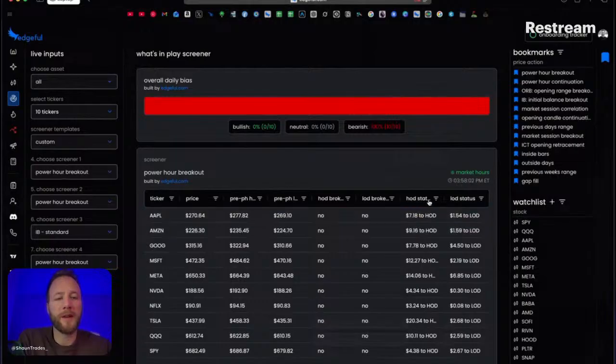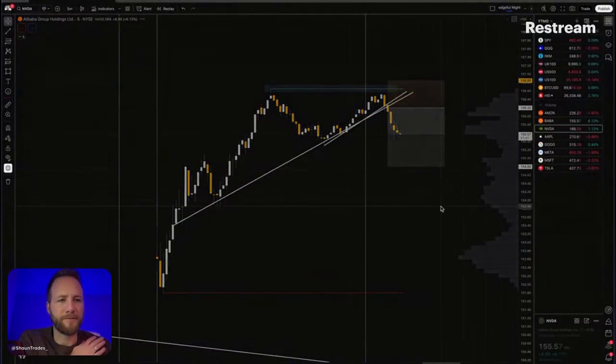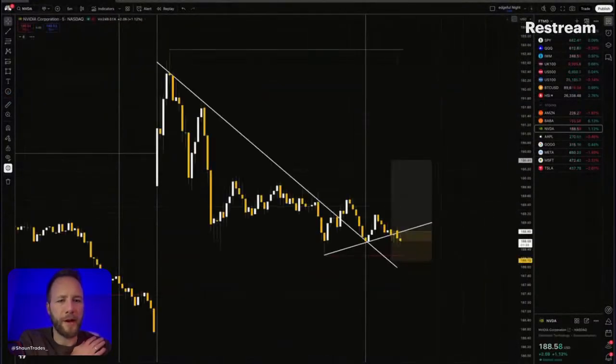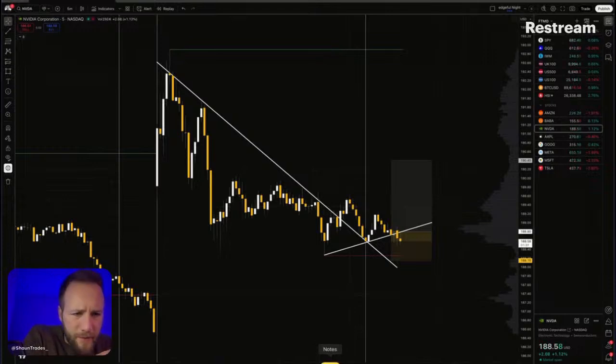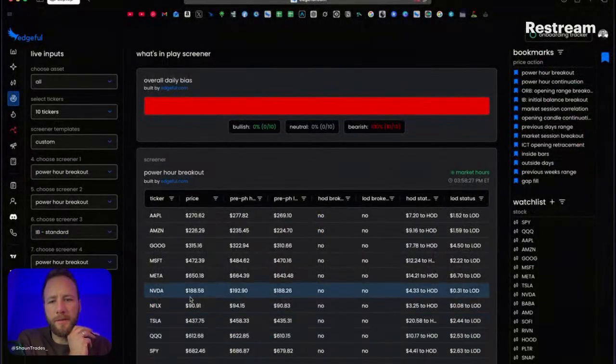But this is the high of day status and low of day status. This is how far it's got to go to the high of day. And you can see obviously the price and then what that is in terms of price action. So the ones are pretty close. Let's have a look at the chart. I mean, Nvidia is pretty close. It's actually less than $1 away. Yeah, so 0.27%, $0.27 near the low of day.